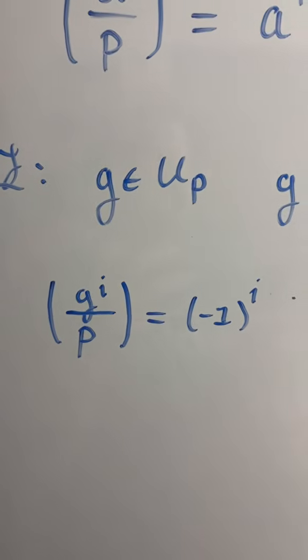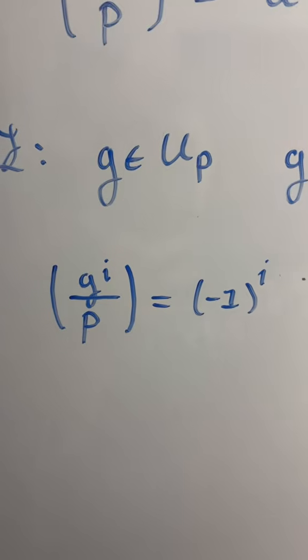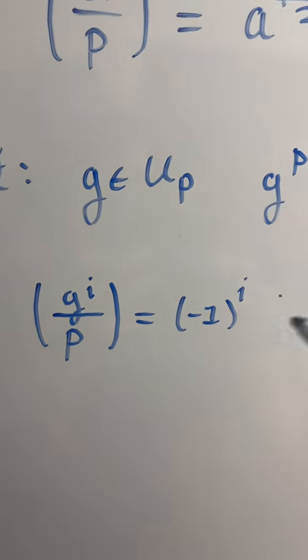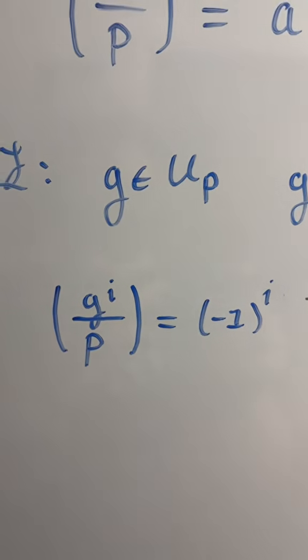If i is some even number, then g to the i is clearly a square, therefore negative 1 to the i will be 1. And if i is some odd number, that means that it's not a perfect square, and therefore negative 1 to the i will be negative 1.